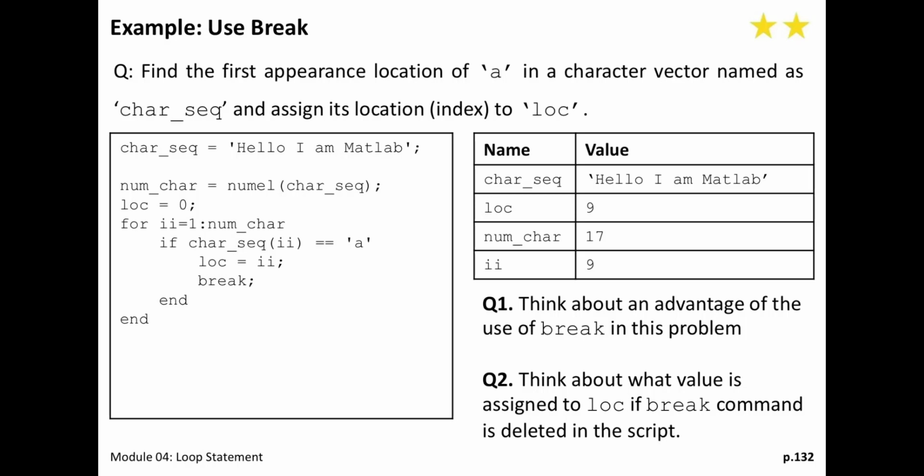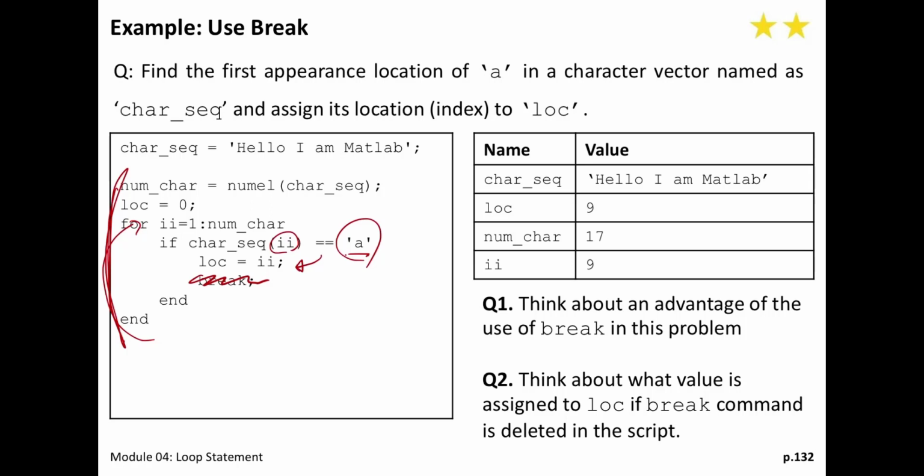The programming logic is reading each character in the character vector and then comparing it with this A, right? So you should develop this logic. Now you can easily design this one without the break. Reading the first character and comparing with A, and then assign the location. And then go up to the second location, compare with A, and assign the location.